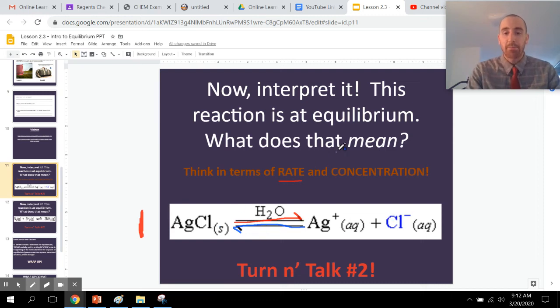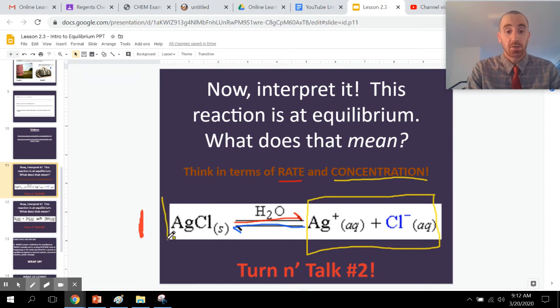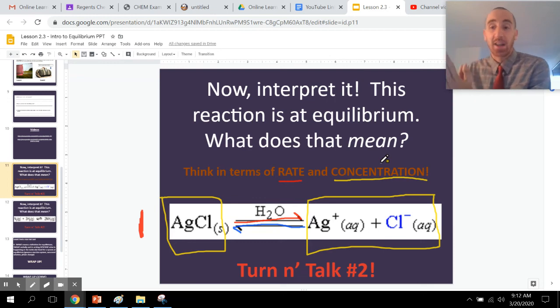So, what does that mean for concentration? That's the tricky part. So if you know that the rate of the forward reaction is happening at the same rate as the reverse reaction, then the amounts or the concentrations of these two things should be constant. So the amount of AgCl solid that I have will stop changing, and the amount of Ag plus and Cl minus ions will stop changing. So concentration is constant, the rate is equal.